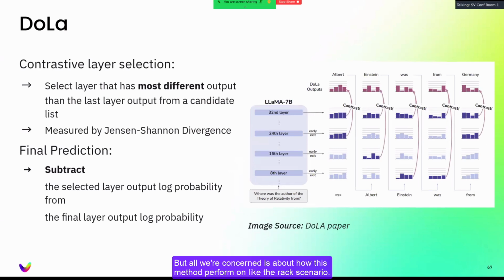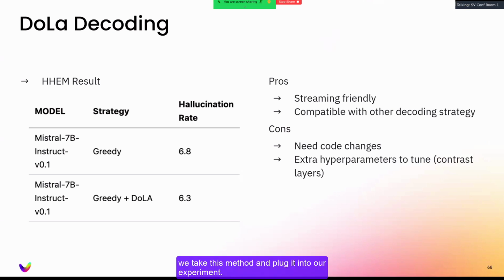But all we're concerned about is how this method performs in the RAG scenario. We take this method and plug it into our experiment. Here we are using the same model we just used for beam search and greedy decoding. You can see that after plugging in the DoLa decoding method they proposed on top of greedy decoding, the hallucination rate drops a little bit, about 0.5%. You might find this result not that promising. Yeah, we have to admit that.